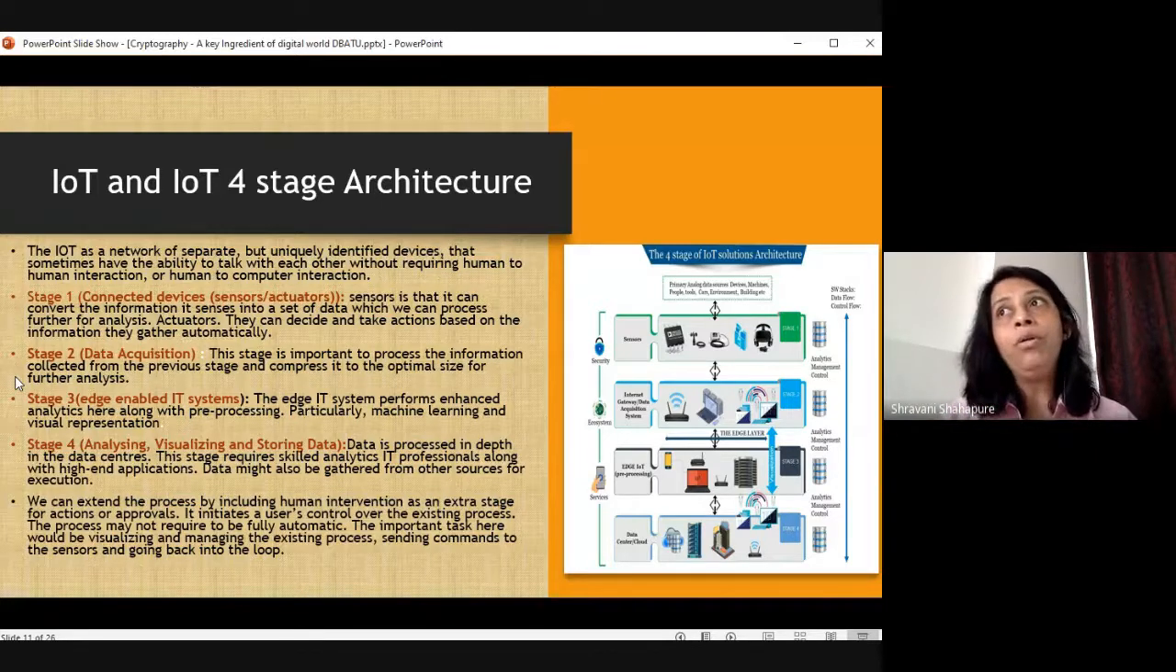Sometimes action is taken automatically by the devices, but sometimes we need human intervention. In some sensitive areas, we don't want automatic action to be taken, and we want to analyze it more, and sometimes we do it on an edge IT. On the fourth stage, we take this data to the data centers, using highly skilled humans, and we process the data, we analyze the data, and then we take the action. So this is the simple IoT architecture.